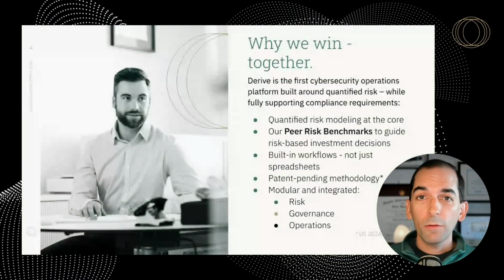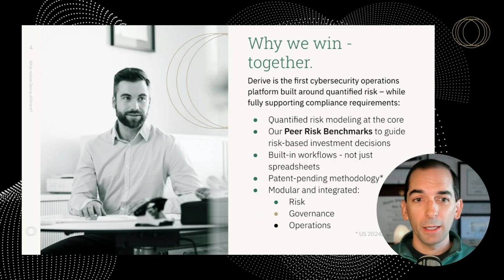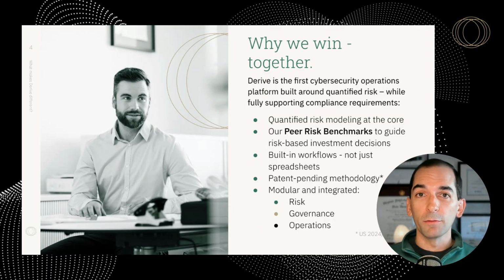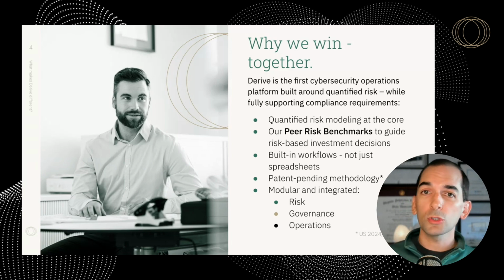And let's be real, there are a lot of different tools out there. But here's what makes Derive different. Quantified risk modeling is at the core, not bolted on like some of our competitors. Our peer risk benchmarks are unmatched in terms of the level of data and granularity that you can get about how much an actual incident type might impact your company. Workflows are built in. You don't have to toggle between tools or get add-ons.